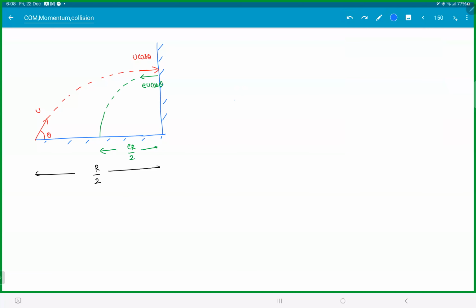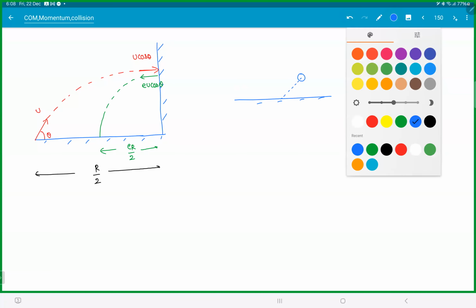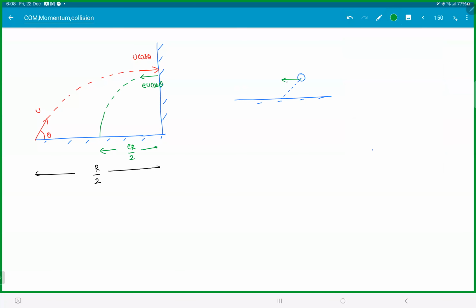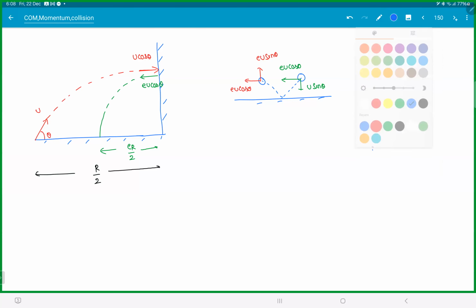So now when you hit the ground, this is what happens. When you are hitting the ground, this thing has two components here. One is e u cos theta. The vertical component will be u sin theta. If you go up with u sin theta, you will come back with u sin theta. After bouncing here, only the horizontal component will remain the same. The vertical component will become e times u sin theta. Only the velocity along the normal will change. So when you hit the wall, the horizontal component will become e times. When you hit the floor, the vertical component becomes e times.